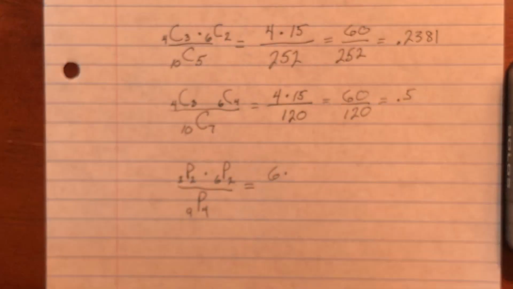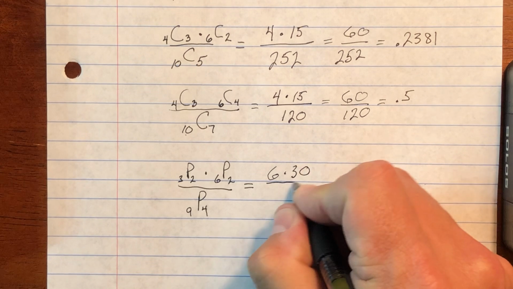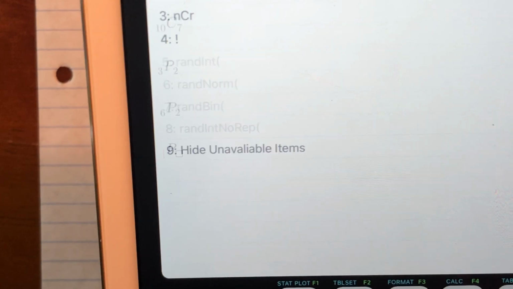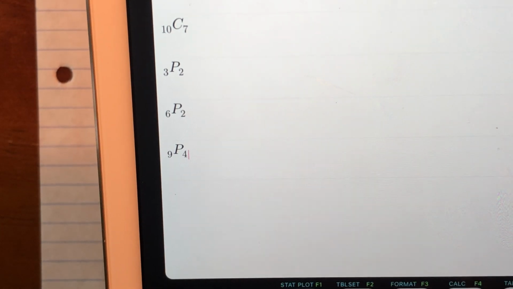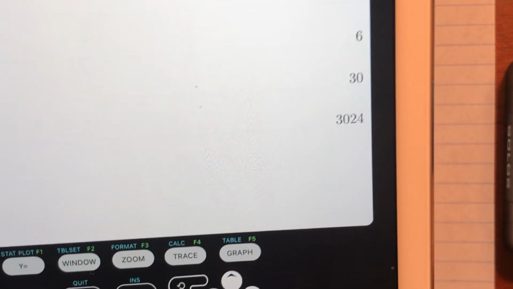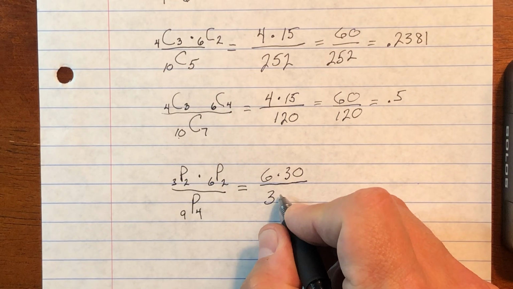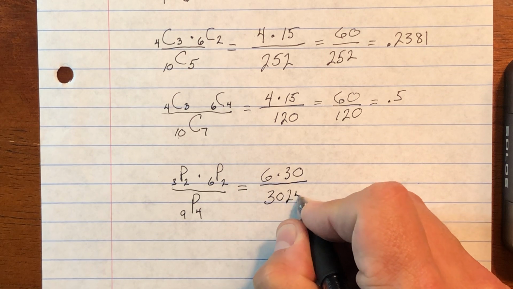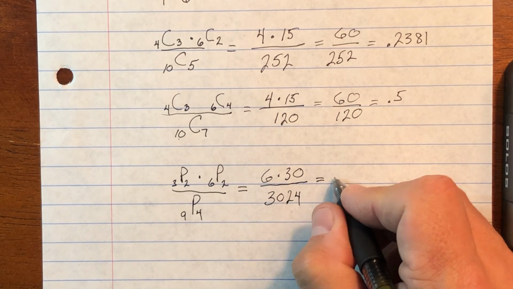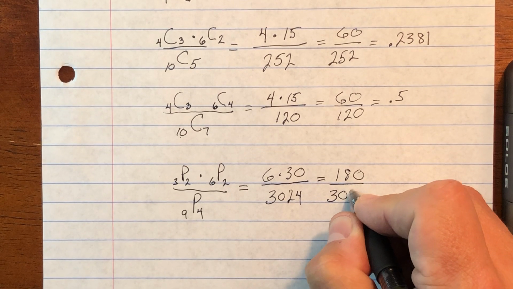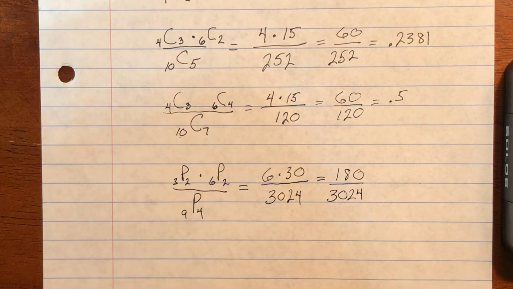Six choose 2 is 30, and 9 choose 4 is 3,024. Okay, so 6 times 30, that sounds like 180. So we need to do 180 divided by 3,024 to figure this out.